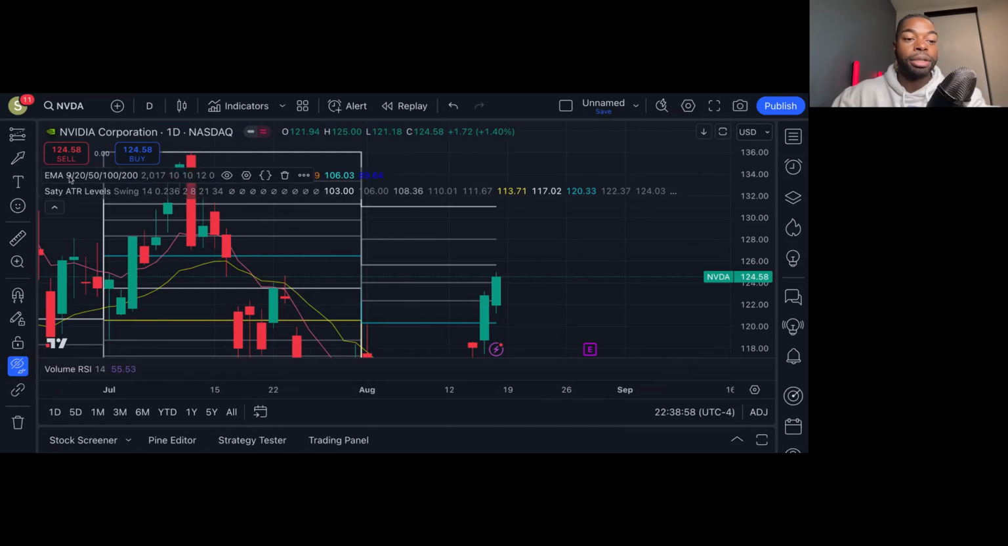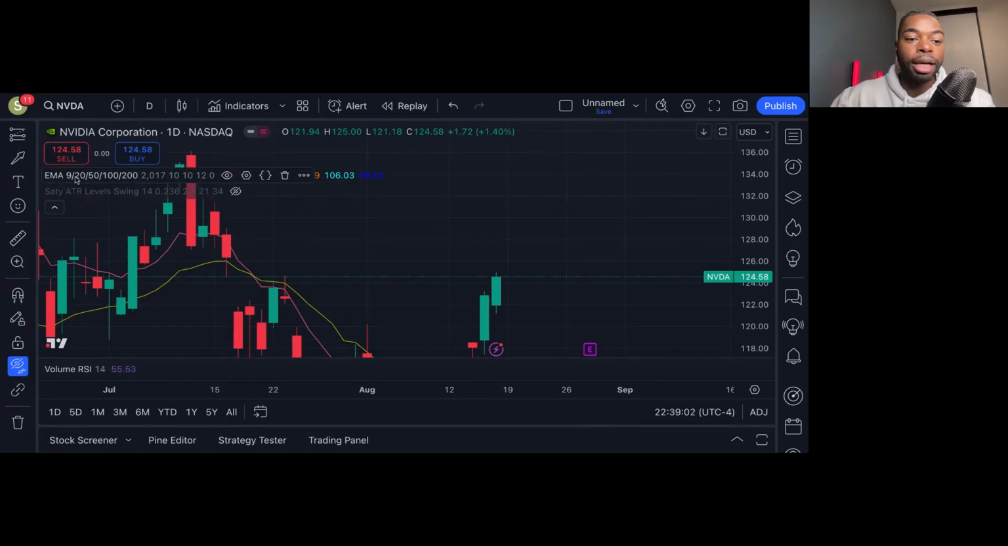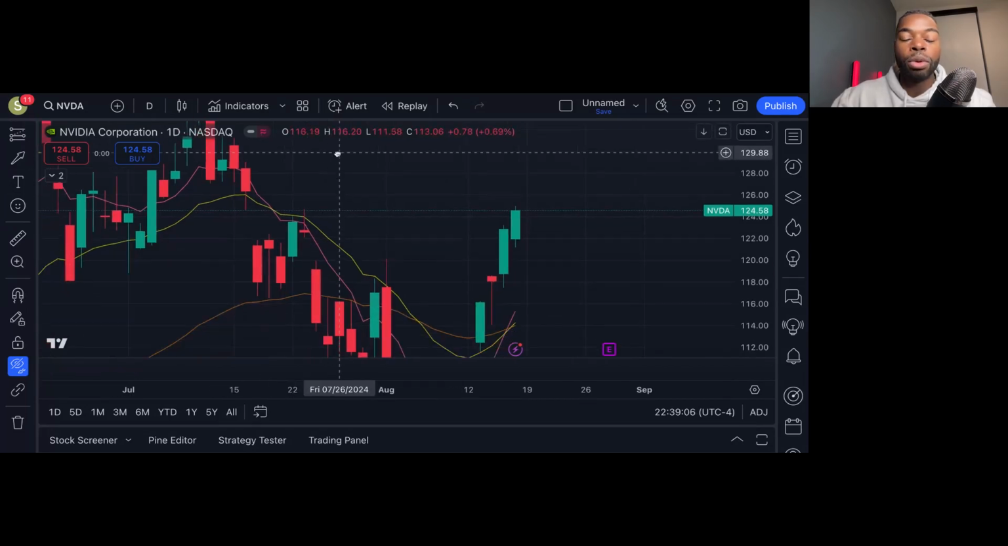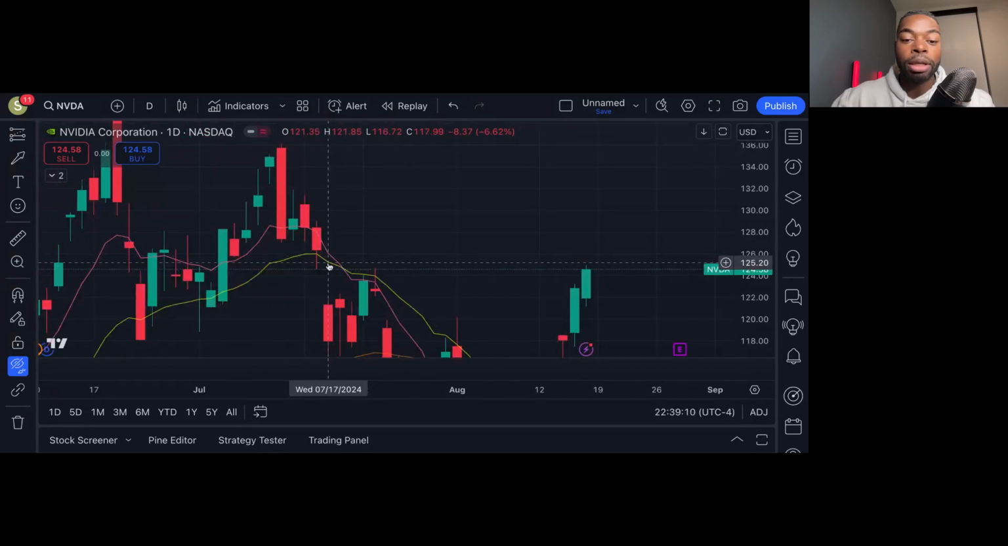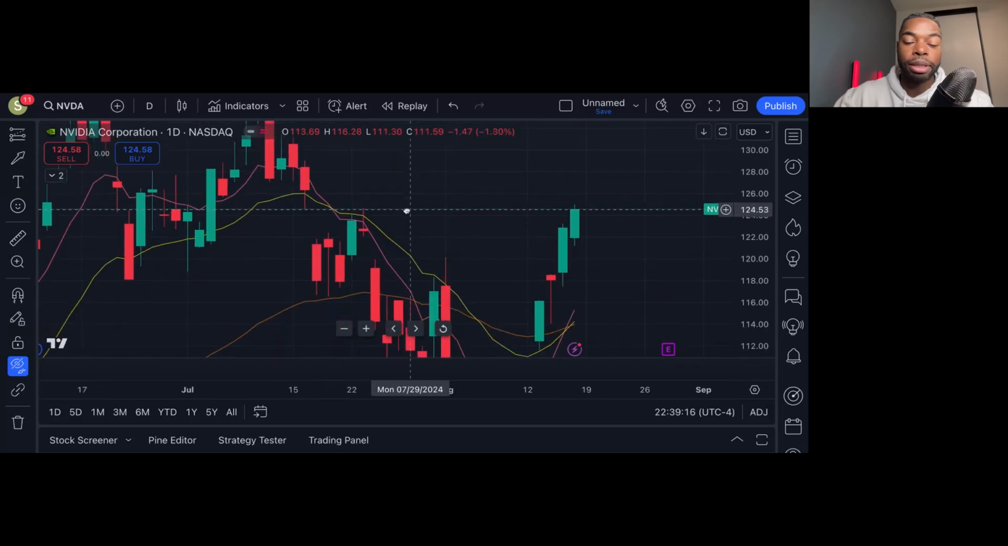The first indicator is the EMA. So I use the EMAs, the 9, 20, 50, 100, and 200 EMAs. You already know my strategy uses the 9, which is this pink line, and the 20, which is the yellow line, to make very accurate predictions on imminent price movements upside or down.